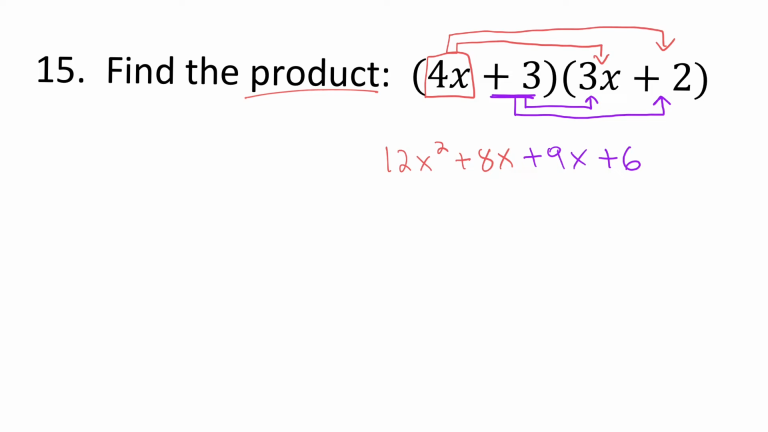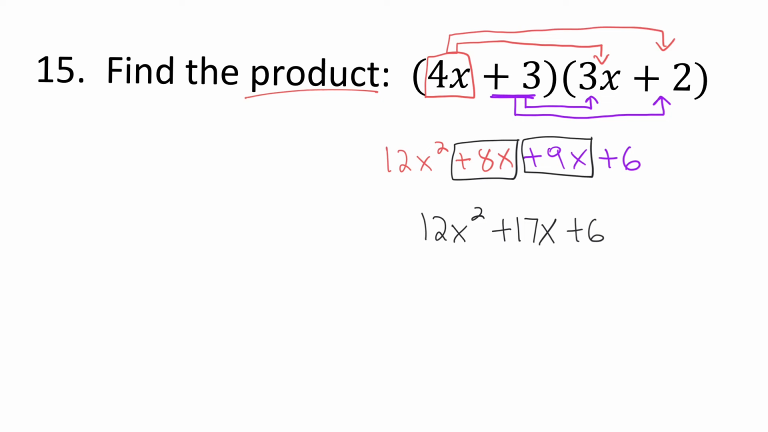We do have like terms. We have the positive 8x here and the positive 9x over here. So first, let me bring down the 12x squared because we don't have another x squared. So we just bring that one down. And 8x plus 9x, that's going to be positive 17x. And the constants, we don't have another constant. 6 is the only one. So you just bring it down. So my answer will be this quadratic trinomial, 12x squared plus 17x plus 6.